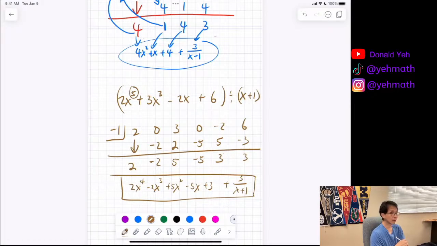Okay. Yes, you start in the fourth degree, not the fifth. Because when you divide this, you're going to reduce 1 degree, because x to the fifth divided by x to the first is going to be x to the fourth. When you're writing the placeholder, is it always going to be plus 0? Yeah, plus 0x. It's much easier to do a plus sign than a negative sign, but there's no difference.